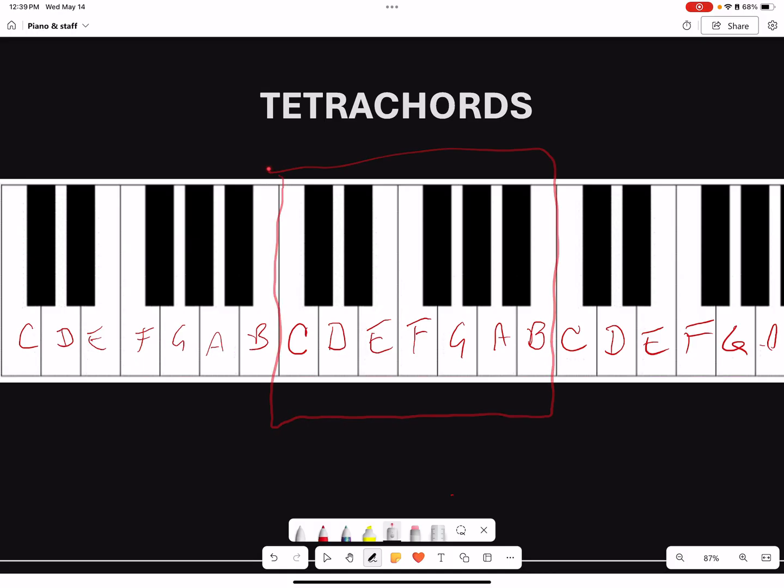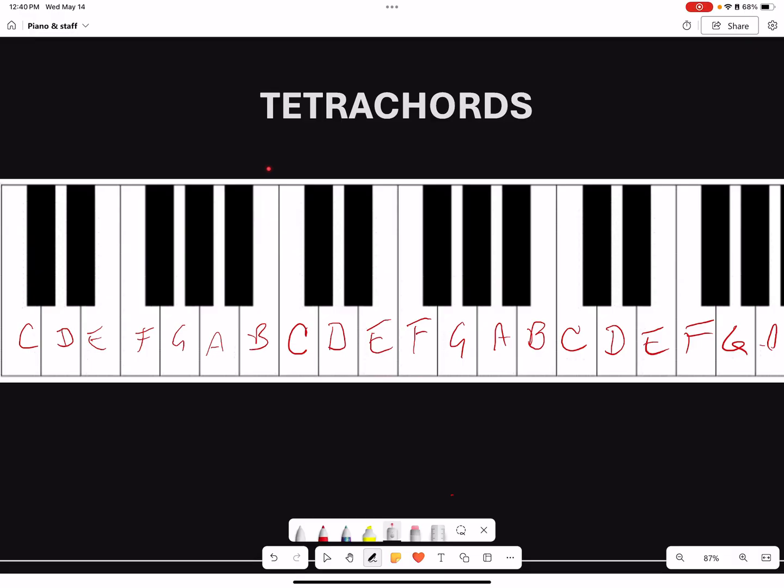Now, why is this C and not A? You got me on that. I don't know. That's how it goes. This is letter C. So if we can find our musical alphabet on the piano, then finding tetrachords becomes very simple.